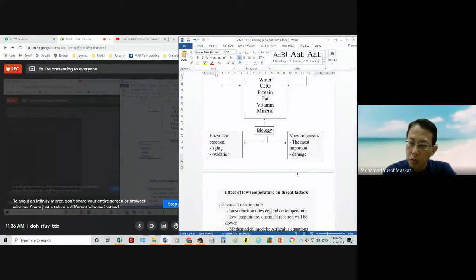And then we also have microorganisms. This is the most important, because the majority of food spoilage is due to the growth of microorganisms. So it will cause damage.